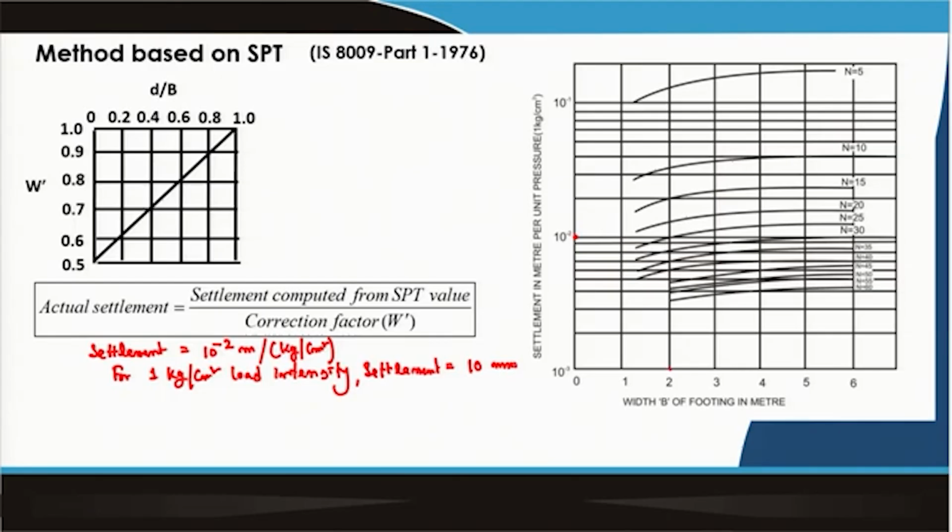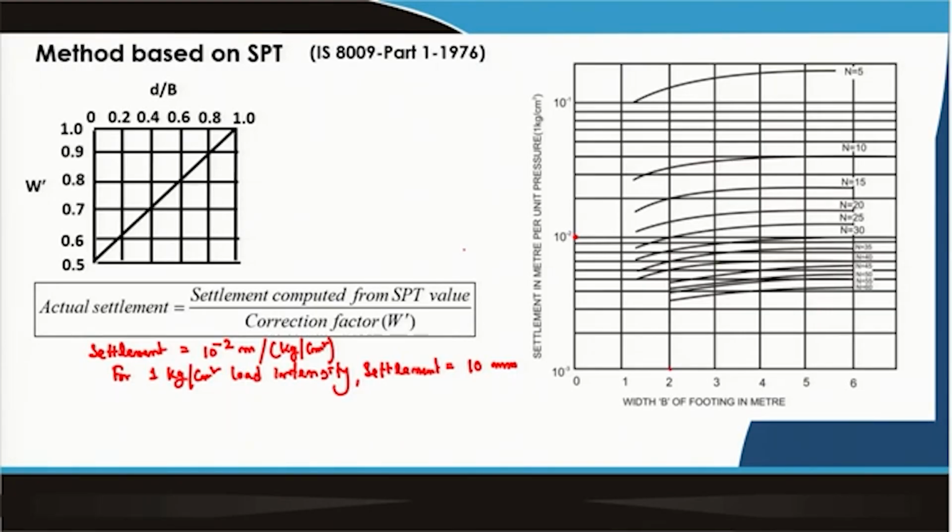Okay. So, our permissible settlement is how much? Our permissible settlement is 50 millimeter, but in this settlement we have not considered the water table effect. So, that water table effect we have to consider.